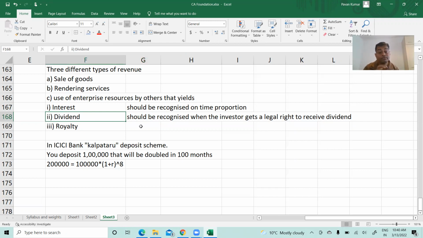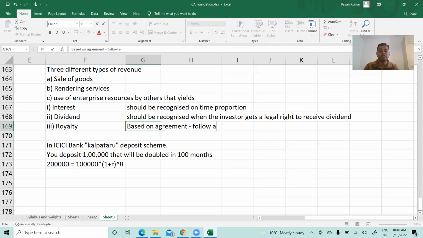What about royalty? How will royalty be recognized? Based on agreement. Follow accrual. Say for example, there is Maruti Suzuki. Suzuki has given technology to Maruti. For that, Maruti has to pay royalty. Say 10 lakh cars manufactured. Per car, you need to pay 30,000.